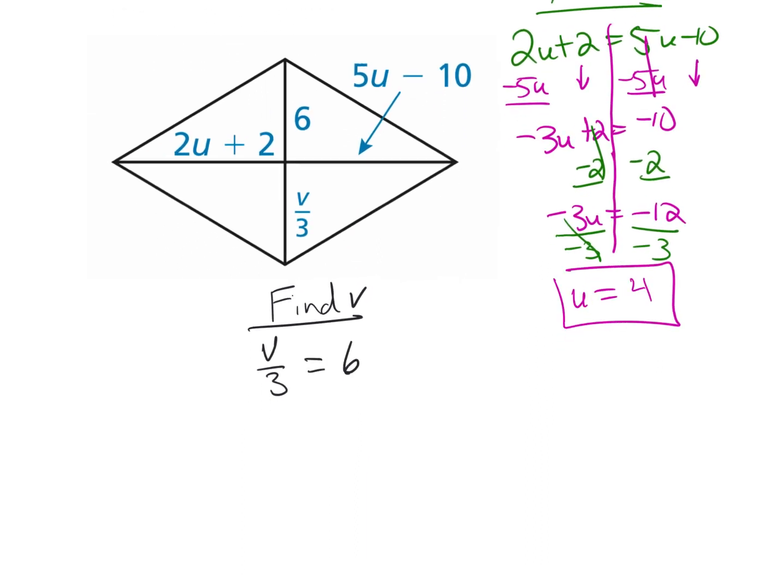Hernan, how do I get that 3 to the other side? So remember, guys, that v over 3 is just saying v divided by 3. Okay? Anytime there's a fraction, it's division. So you just multiply by that 3 on both sides. And then v is equal to 18.